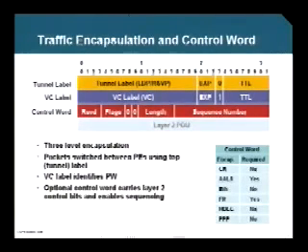AAL5, which is ATM, is required. Ethernet is not required. Frame relay is required. HDLC, you don't need it, and PPP, you don't need it. But it's up to the vendor providing the service; they can put the control word or not. The two PE routers establishing the connection agree on whether they want to use the control word or not, and that is signaled through LDP.